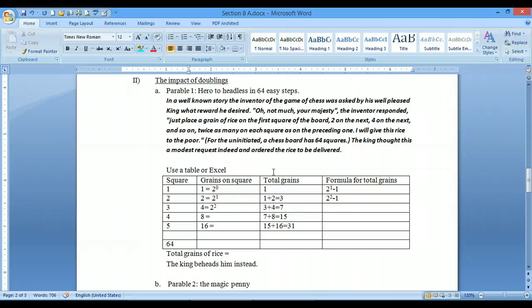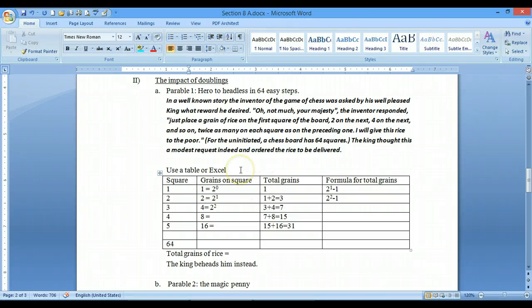"Just place a grain of rice on the first square of the board, 2 on the next, 4 on the next, and so on. Twice as many on each square as the preceding one. I will give this rice to the poor." For the people who don't quite know, a chessboard has 64 squares. The king thought this was a modest request, and indeed he ordered the rice to be delivered.